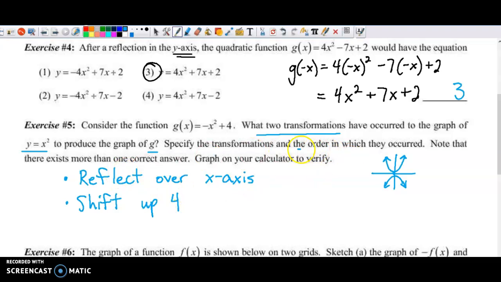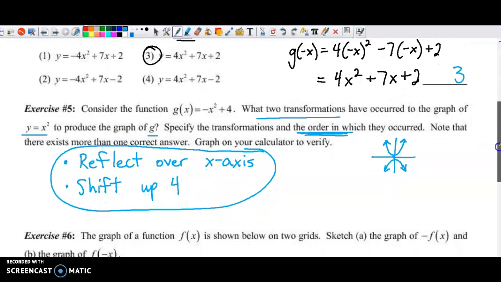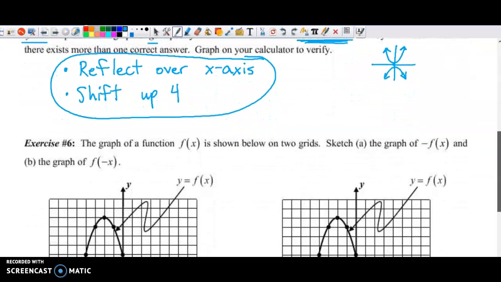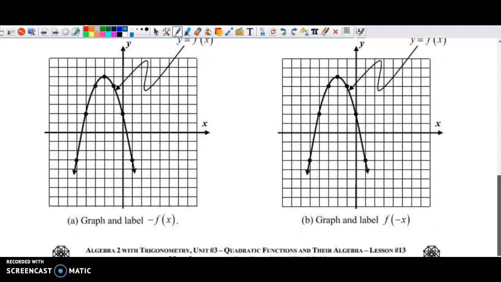And it's important that you have them in the correct order. That's why there's more than one correct answer, because maybe you say that we shift up 4 first and then reflect. Well, if you did that, you would have actually shifted down. So this is the important way of doing this. Otherwise, you would have to think of a more complicated thing. But let's keep it simple. And then I think this is our last example.